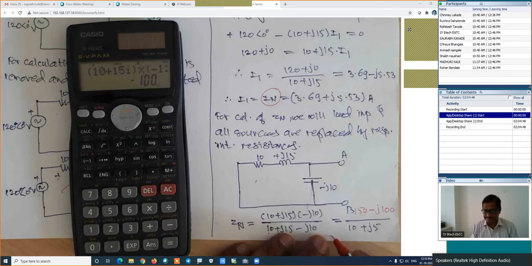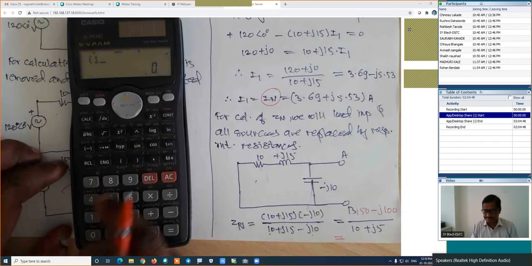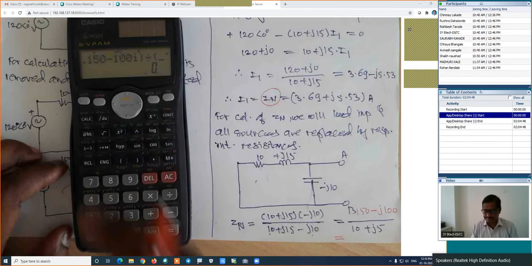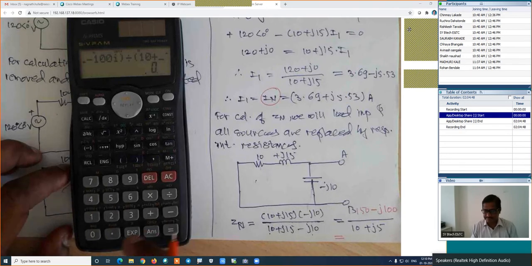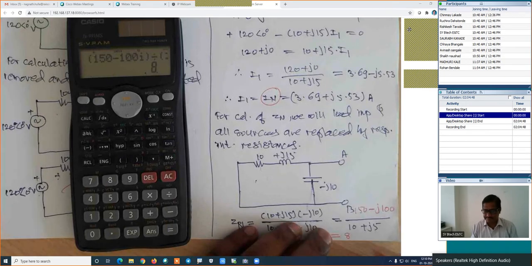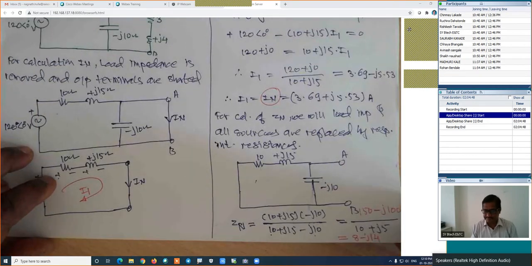Now, how much is the final value? I will find out this division. 150 minus j100 divided by this value. I will use again start bracket. This is 150 minus 100i, I will close the bracket, divided by start bracket, this value 10 plus 5i, close the bracket, which is equal to this value. 8 is the real part. Then shift of is equal to, this is minus 14. This 8 minus J14 is this value, that is Norton's impedance. This is the Norton's impedance.